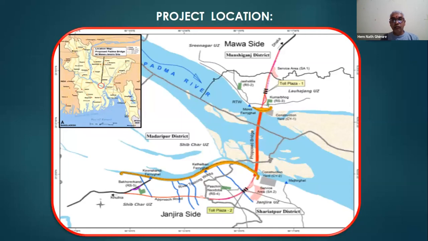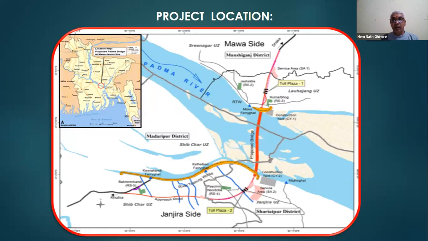The contribution of water from Ganga is around 40% and from Brahmaputra is 60%. So we have seen how big the Ganga is, and Brahmaputra is 1.5 times more than that in terms of volume of water. So we can guess what the volume of water is at the river site.